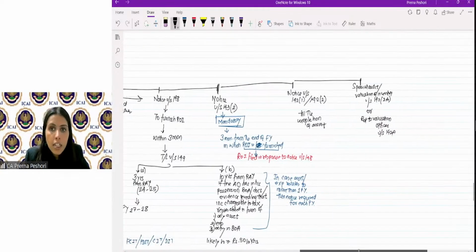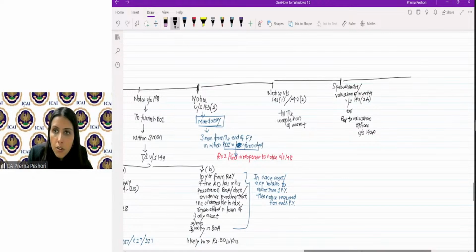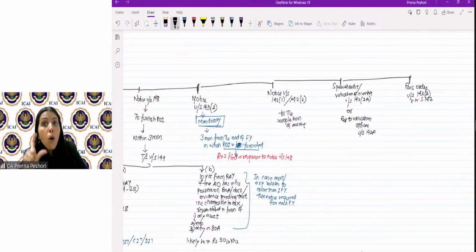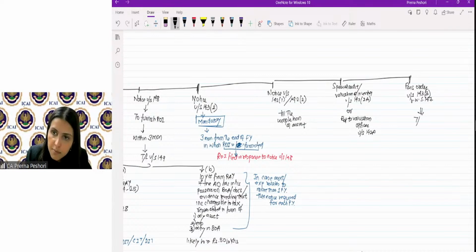And then finally, the AO will pass the order under section 143(3) read with section 147. So the order will always be passed either under 143(3) or under 144, where it is a best judgment assessment. So here also the order will be passed under 143(3) read with 147. Now what is the time limit for this? Time limit is under section 153.